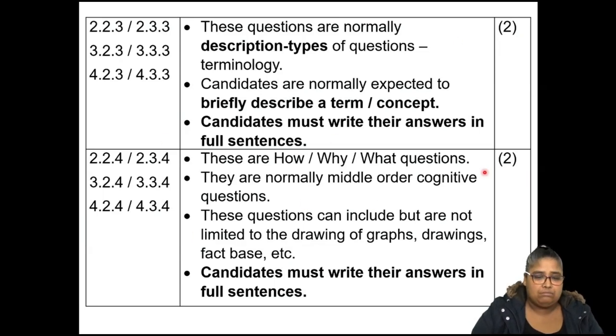The question following that will now go to a different cognitive level, so a different level of difficulty. So this will be your how, why, what question. And these questions are normally your middle order cognitive questions. Now remember, the first ones were your lower order questions, or lower order cognitive level, and this is your middle order cognitive questions. And these questions can include, but are not limited to, drawing of graphs, drawings based on facts, etc.